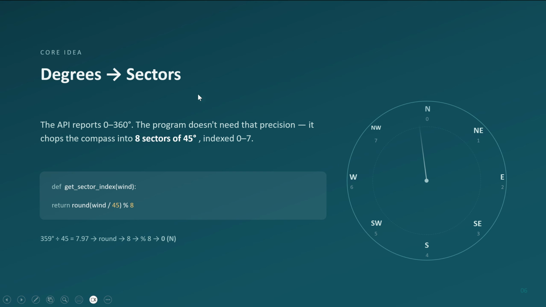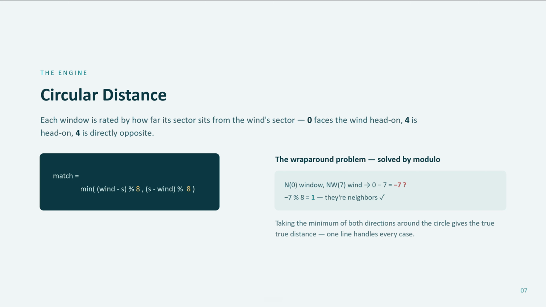So the core idea is converting degrees into sectors. So 0 is going to be north and 7 is going to be west. So it's going to do these calculations for both the wind direction and the direction of your windows.